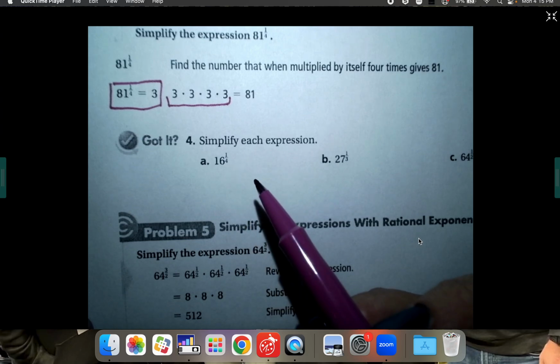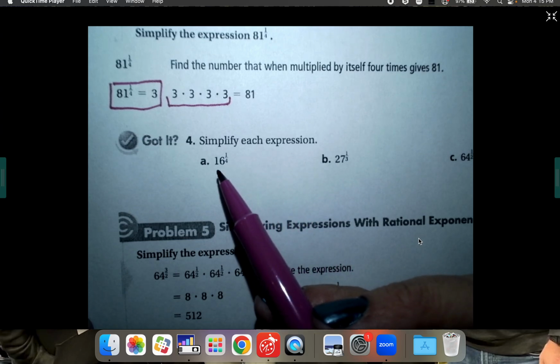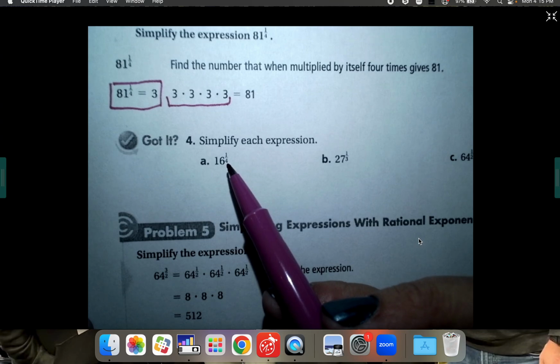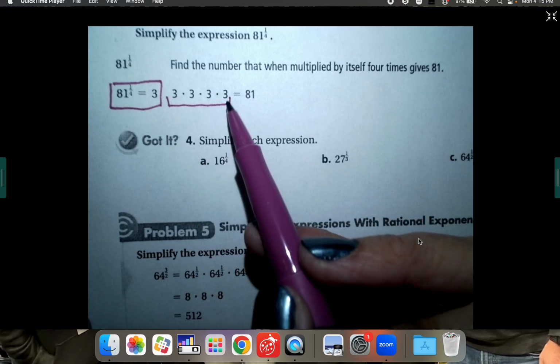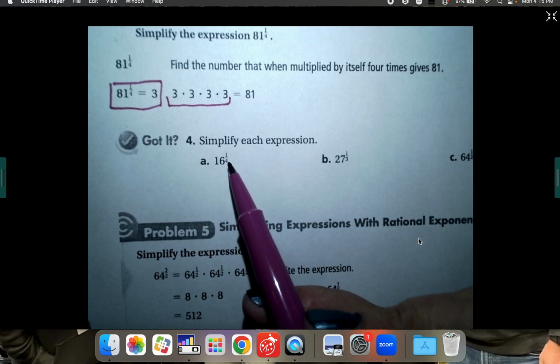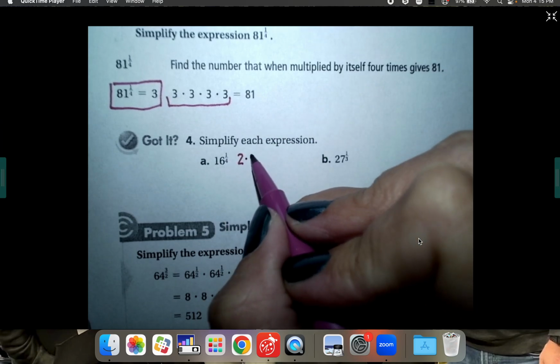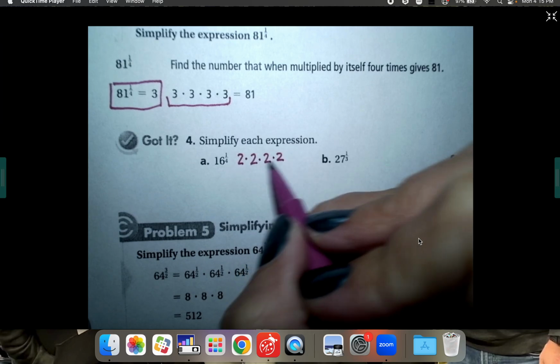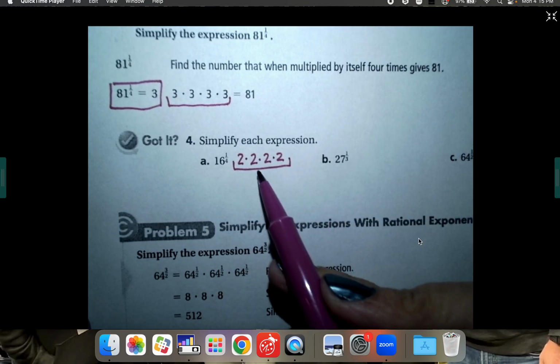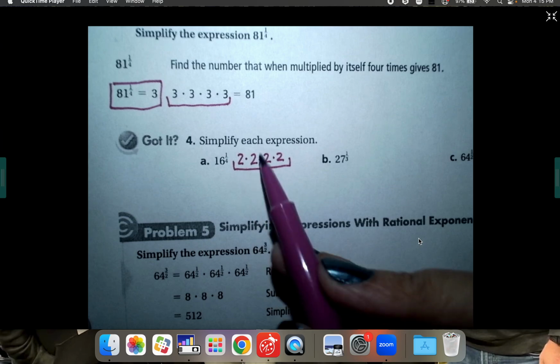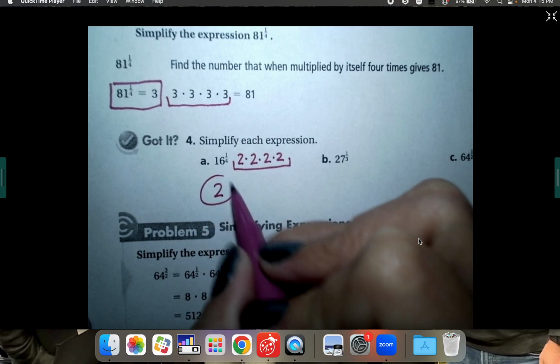So a number times itself, times itself, times itself, that would be 16. It's not 4, because 4 times 4 is already 16. You need a number, 4 of them, that would be something times itself, times itself, times itself, that would be 16. So I believe that would be 2. Let's make sure that 2 times 2 times 2 times 2 is 16. 2 times 2 times, yes. So the answer is just 2.